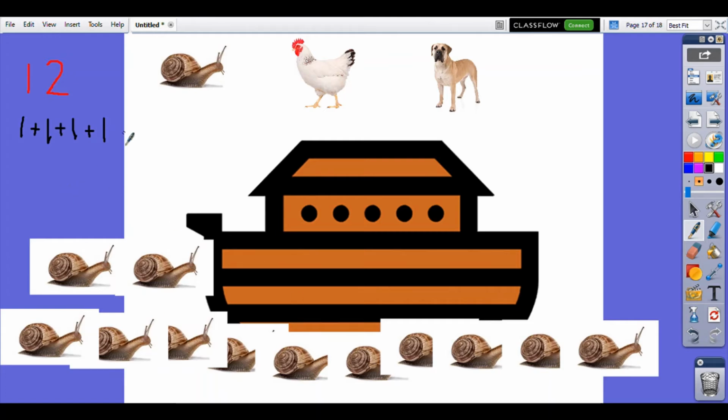If you're a year 1, you might be able to write it like this. 12 groups of, or lots of, 1 snail. And how many feet is that altogether? 12.